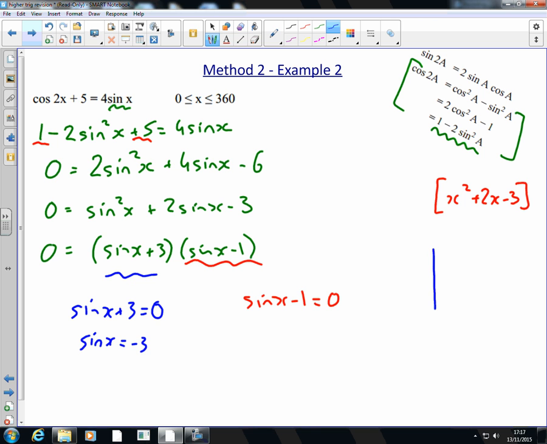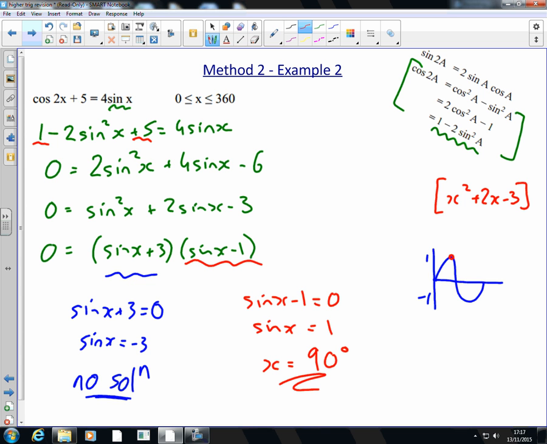Thinking about our graph, the maximum sin x can be is 1 and the lowest it can be is -1. So sin x will never be -3. That's impossible, so there's no solutions from that strand. This one, the red strand, nice and easy. Sin x equals 1. Now we know that sin x equals 1 only at that point. So x must be, what are we in, degrees, so 90 degrees. And that's your only solution.